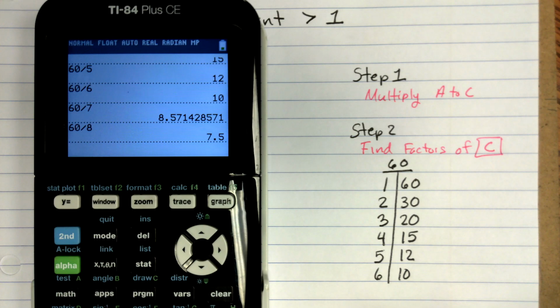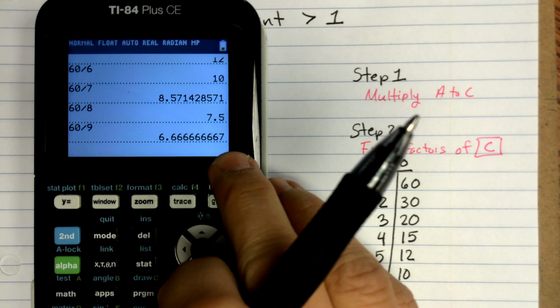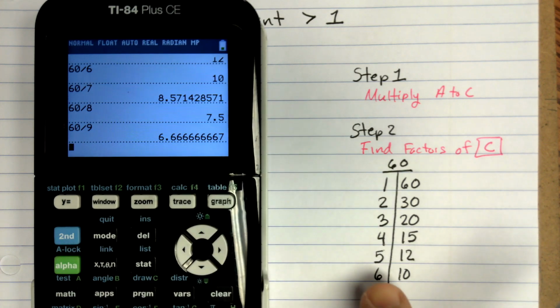I get a decimal as well. We'll only have one number left before I hit 10. And 10 is already written down, so there's no point in checking 10. But I do need to check 9. So 60 divided by 9. And notice I get a decimal again. It doesn't work. And 10 is already here. From there, you could continue to go, but you don't need to.